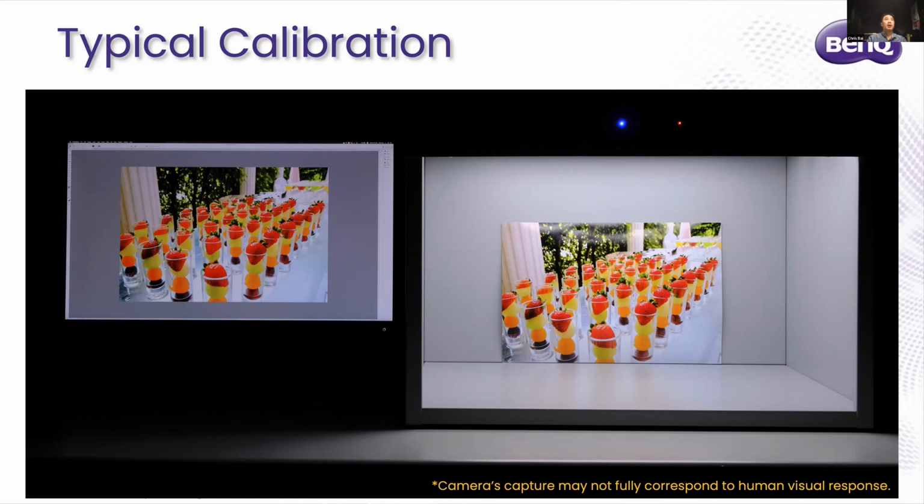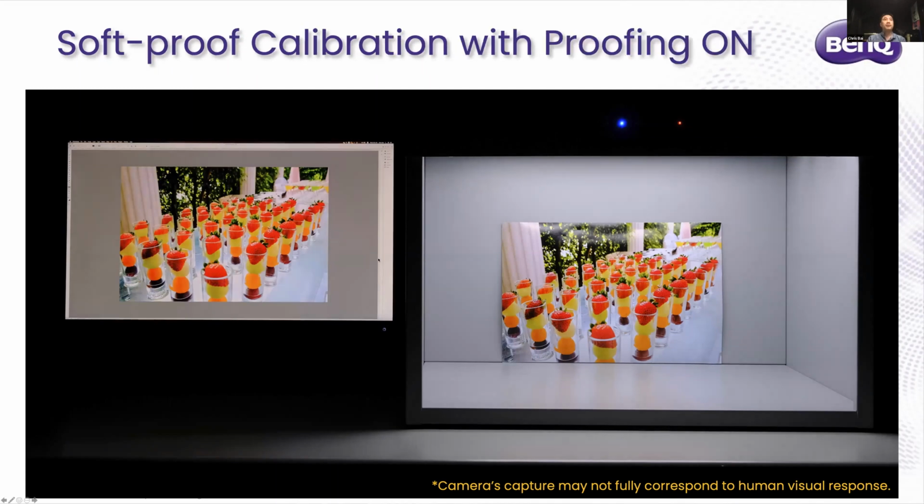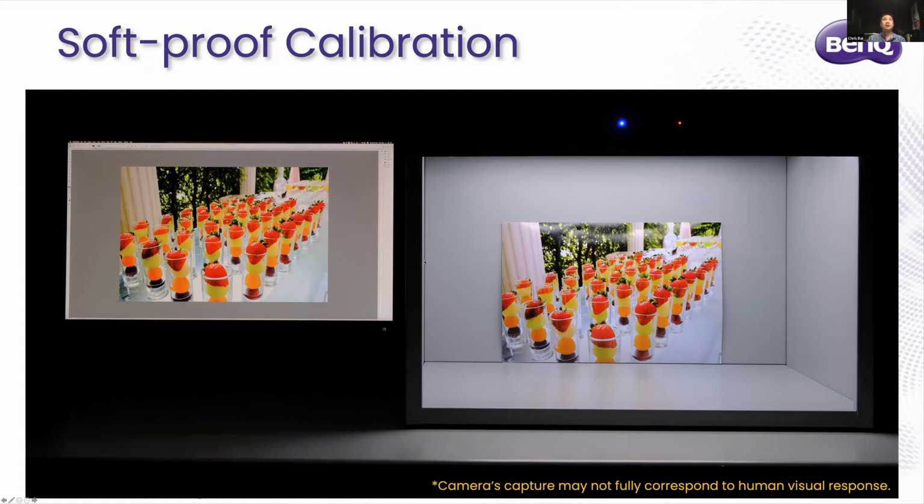So this is software calibration, where we actually measure the paper white and the black point, and we calibrate it to the monitor. This is what it looks like. But in the real world, these two look very similar. On the monitor here, though, the grays still look very different. It's just that the camera doesn't see the same.